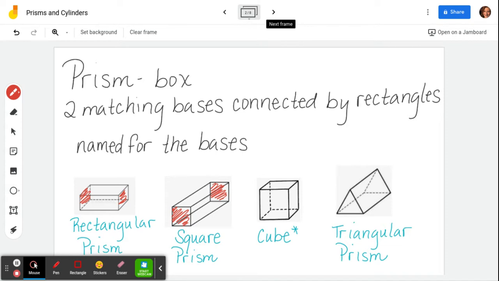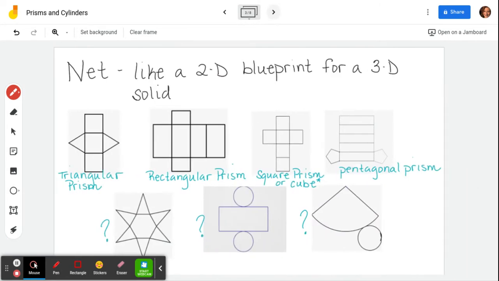A triangular prism, we have our two triangle bases. And then since those have three sides, those are connected by three rectangles. If you have pentagons for bases, those would be connected by five rectangles because a pentagon has five sides.